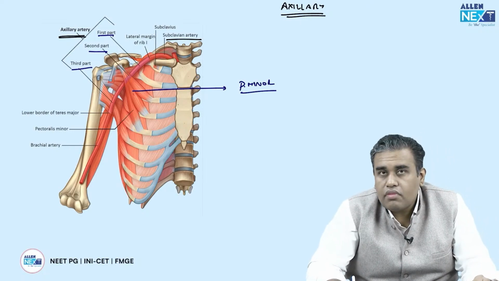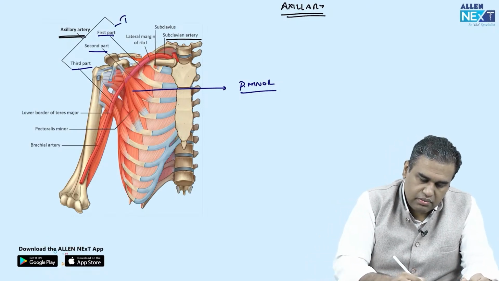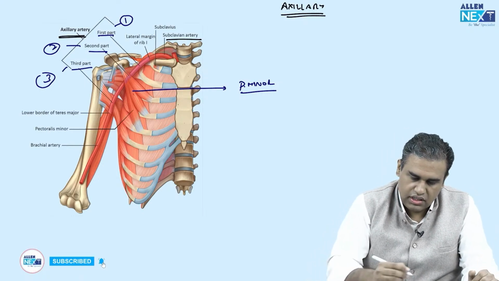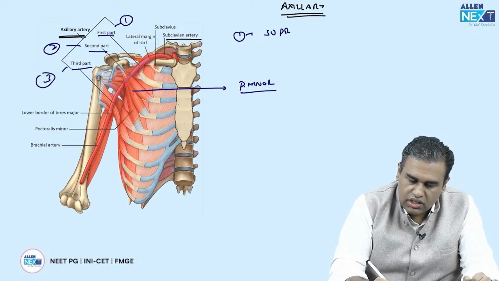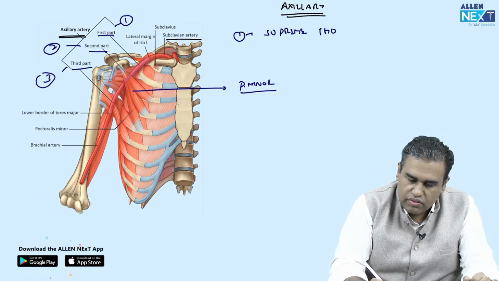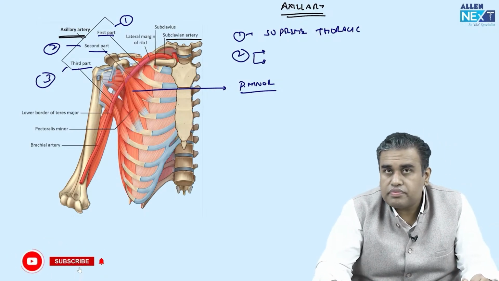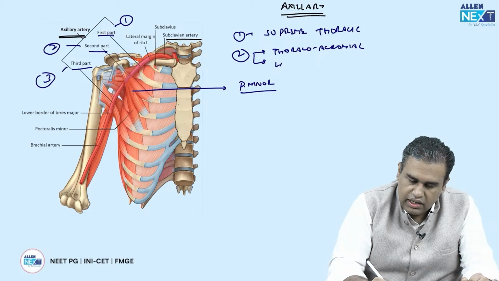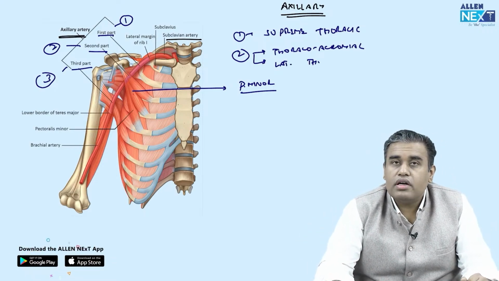Okay, now what are the branches of these three parts? That is important. The first part gives 1 branch, the second part gives 2 branches, the third part gives 3 branches. Let's quickly see what they are. The first part's 1 branch is the superior thoracic, the supreme thoracic, because it is the uppermost. So we call it the supreme thoracic artery. The second part will give 2 branches. One is the thoracoacromial artery; remember this name. The other is the lateral thoracic, because it lies on the lateral side. It will also supply the outer quadrants of the breast.